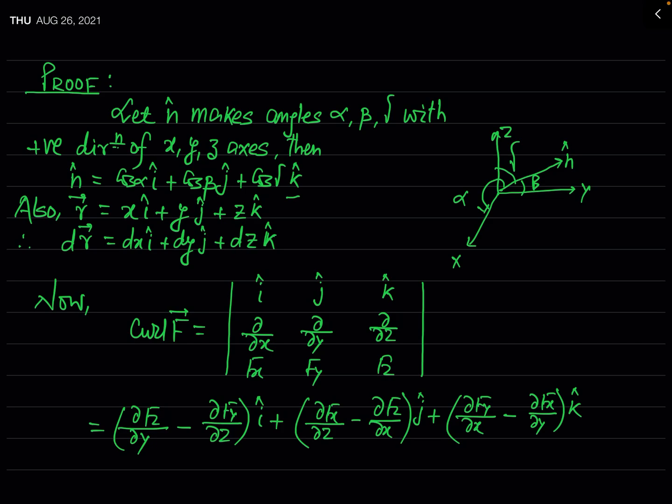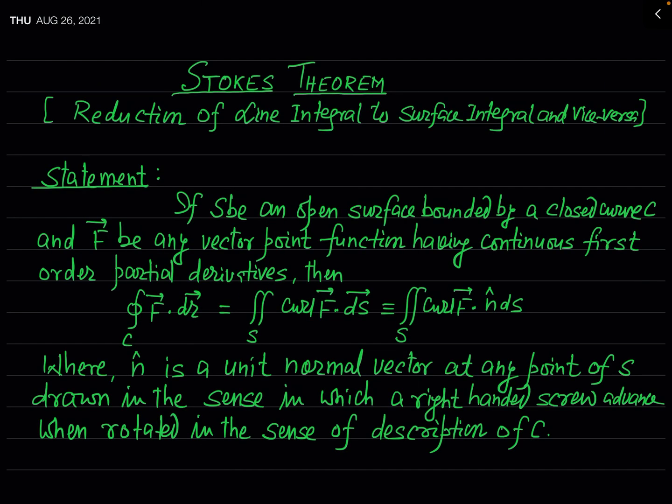And r is the position vector of a point in space, and if you consider that the position coordinates or space coordinates of that very point are x, y, z, then r is expressed as xi plus yj plus zk. And so this dr will be equal to dx i plus dy j plus dz k, since i, j and k are constant unit vectors. Now, as in the statement you can see there exists a curl of F.